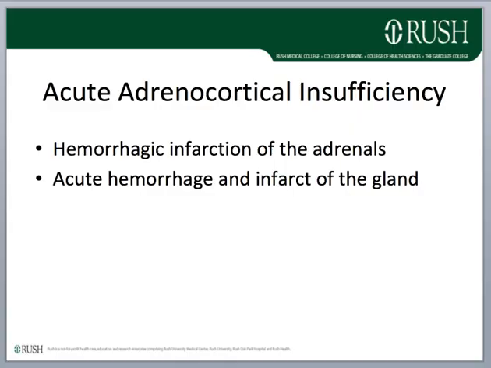Remember, in adrenal cortical insufficiency, we can divide this clinically into acute and chronic forms. In acute adrenal cortical insufficiency, you typically see hemorrhagic infarction of the adrenals, and microscopically you would see acute hemorrhage and infarct of the gland. When this occurs in the setting of overwhelming sepsis, particularly from Neisseria meningitidis, this refers to the Waterhouse-Friderichsen syndrome and is accompanied by other clinical manifestations as well.